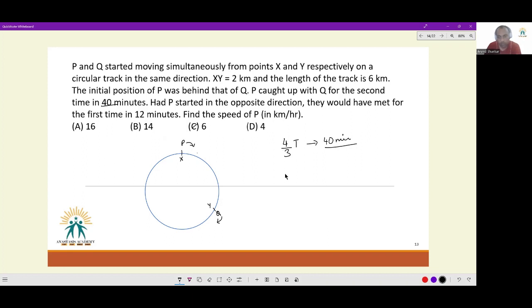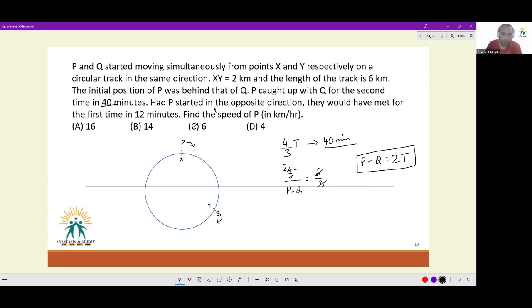Can I say the speed with which P is catching up with Q is the difference of their individual speeds. So 4/3 times of track divided by P minus Q is equal to 2/3 of an hour. 3 and 3 goes away, P minus Q is equal to 2T, where T is the variable for the entire track length.